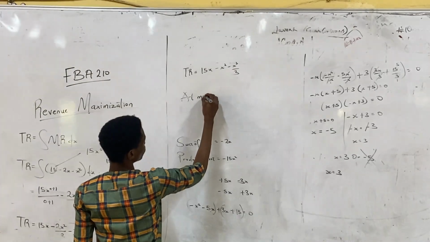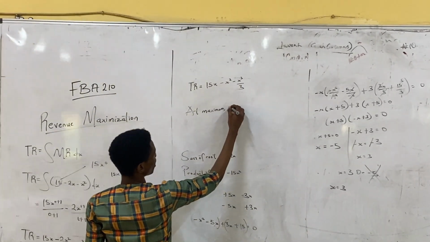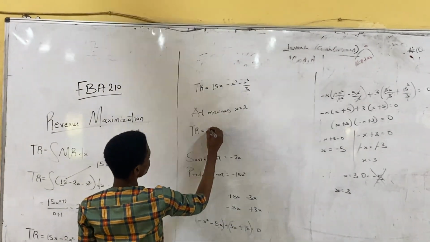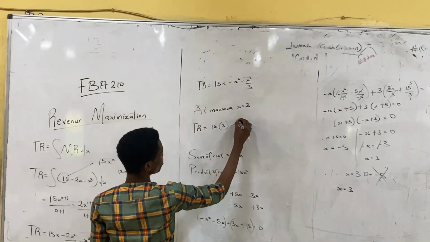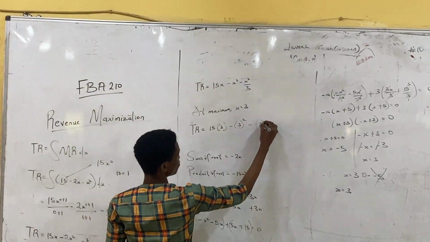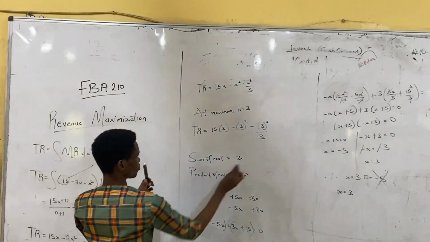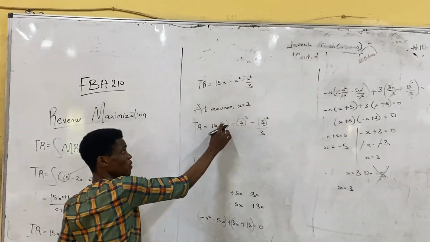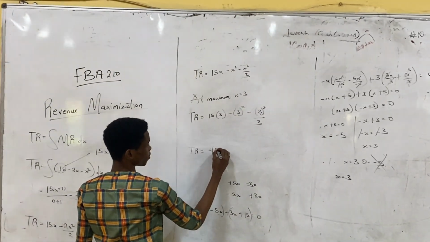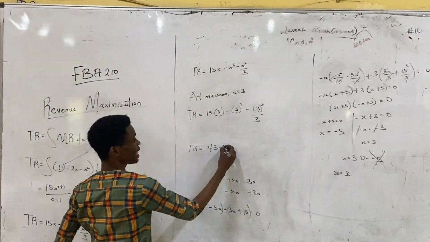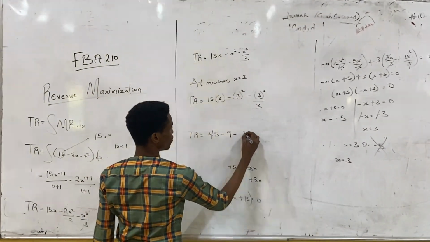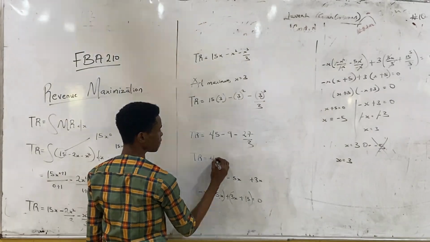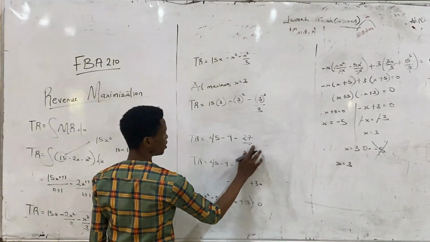At maximum, x equals 3. So anywhere I see x, I'll put in 3. So I'm having total revenue equals 15 times 3, minus 3 squared, minus 3 cubed divided by 3. So meaning that we are having total revenue equals 15 times 3, which gives us 45, right? And 3 squared, that is 9, right? And 3 cubed, that's 27 divided by 3. So moving on, total revenue equals 45 minus 9 minus 27 divided by 3, that should give us 9.